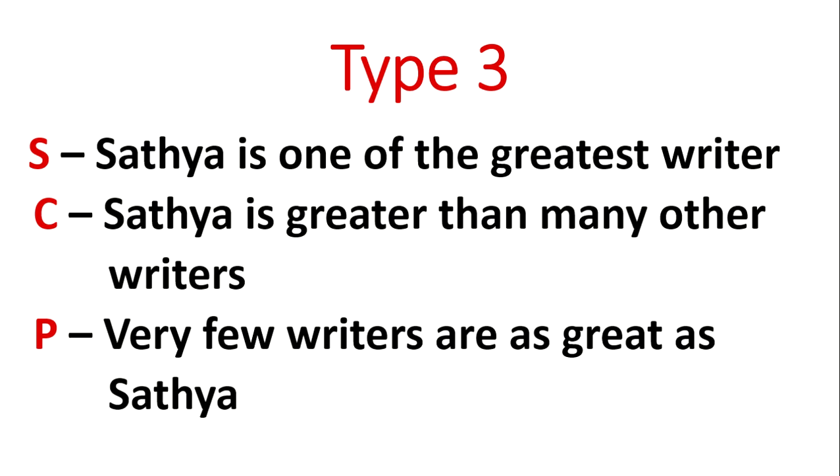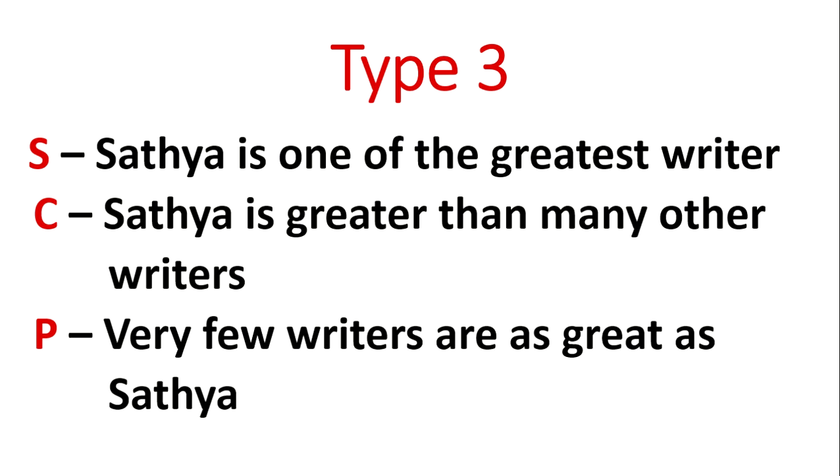So now we are going to change the sentence into comparative. What is the rule for comparative? Adjective plus er than many other. That's how we have done here. Satya is greater than many other writers. Next one, superlative. What is the rule for superlative? One of the adjective plus est. Satya is one of the greatest writers.